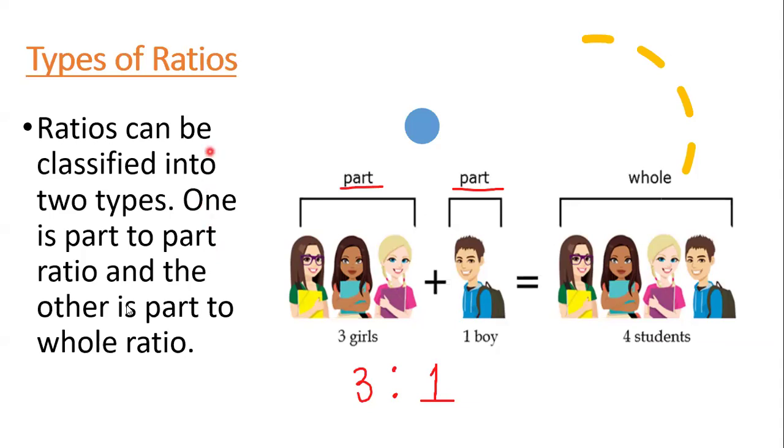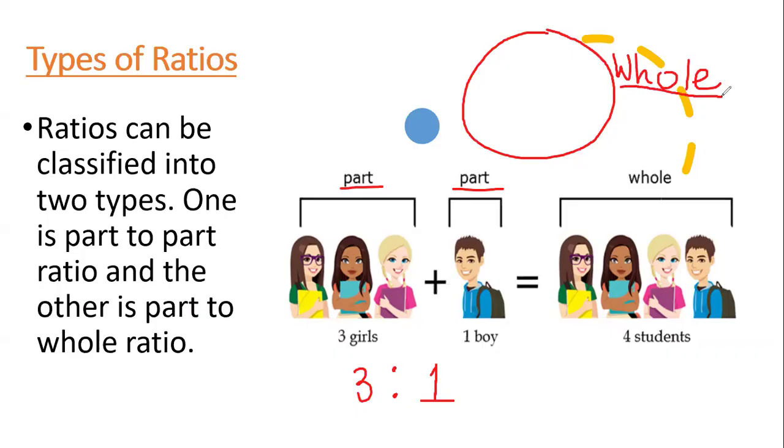Basically, if you think about it in terms of sets, you have a big set. The big set would be the whole. The whole would be all the students in the class. So how many students are in the class actually? 4. There are 4 students in the class. That would be the whole. So the whole refers to the total amount. That's another word, the total amount.